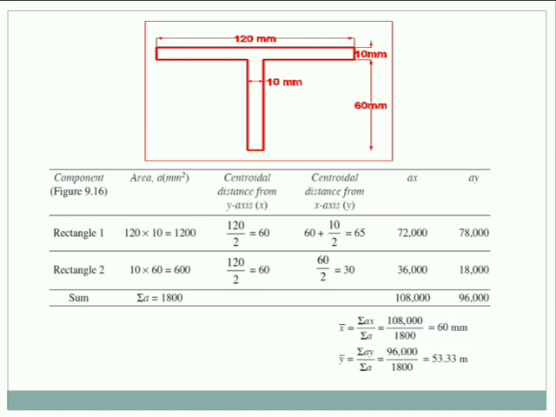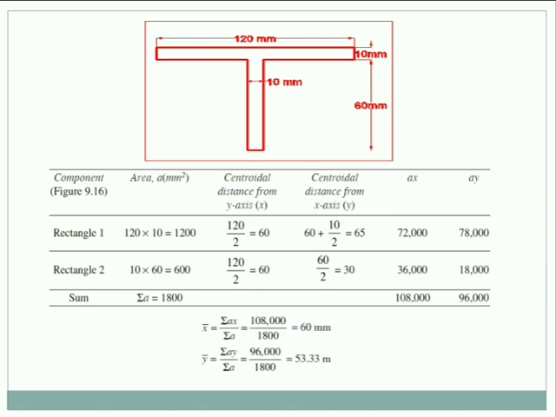So now what are our coordinates? X bar is summation AX upon A. Directly you can now take the values because we have already found the summations. Summation AX upon summation A, we get 60. Summation AY upon summation A, we get 53.33.